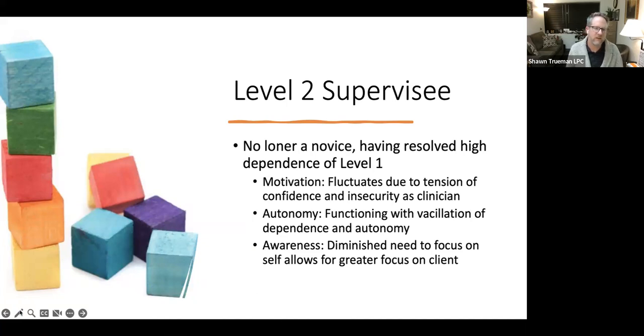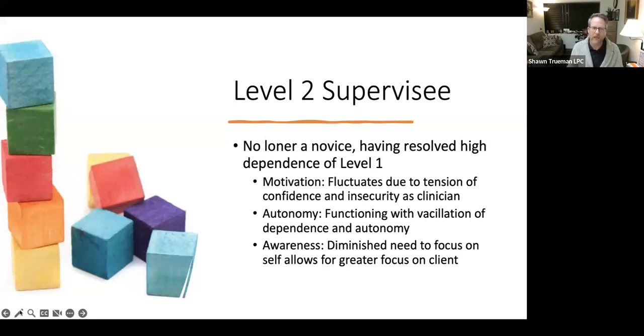So the motivation of this supervisee is going to be up and down. Think of a teenager, right? They're just trying to figure it out a little bit. So they have some confidence and some insecurity. They are growing in autonomy. Again, that vacillation of, I think I can do this, but I want to make sure I'm doing it right. So maybe I'll ask for some input. And then awareness is really changing for this supervisee because they're not so focused on themselves. They have an opportunity to focus a little bit more on the client. So that's a really neat shift at this range of a level 2 supervisee.